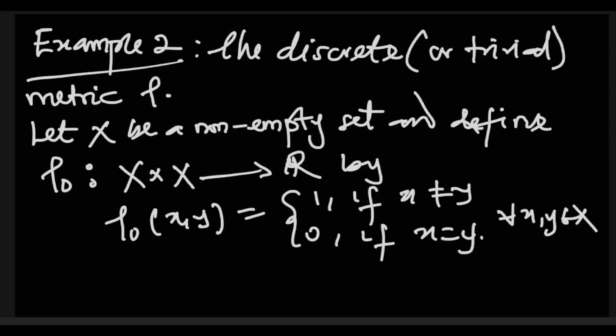Move to example 2. So we have the discrete, or trivial, metric, a simple, elementary metric, rho. We are given X to be a non-empty set, and we define the discrete metric this way. This is always the definition. Remember, small x is from X, then y is from X. So we have the Cartesian product of X going to the reals. So we have this output, right? This is the range. So 0 and 1 are in the reals. So this is what it actually means, right?